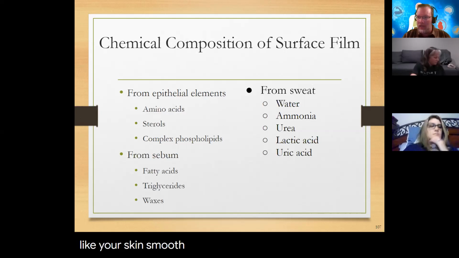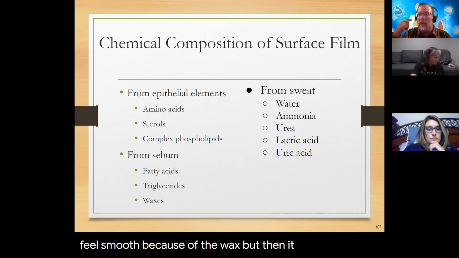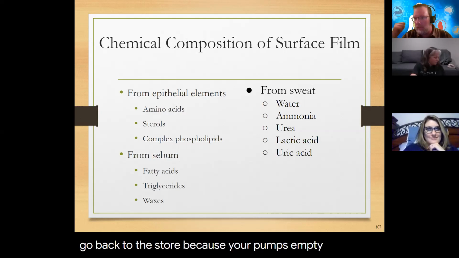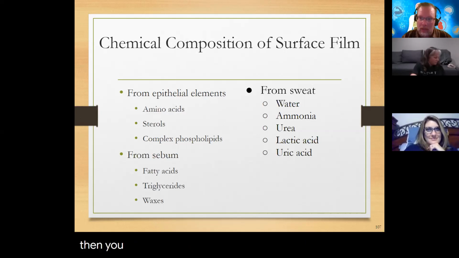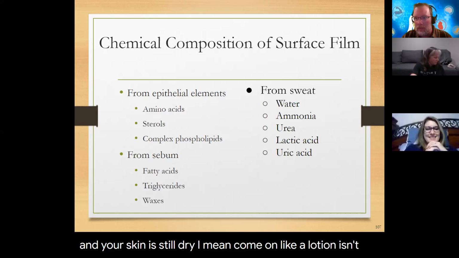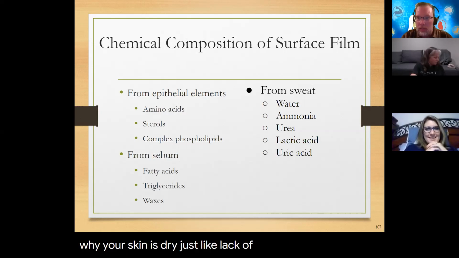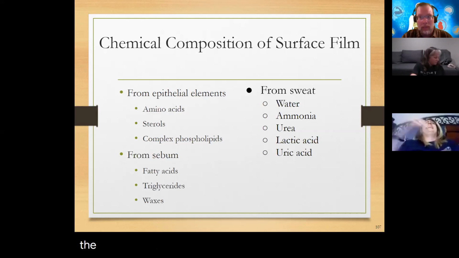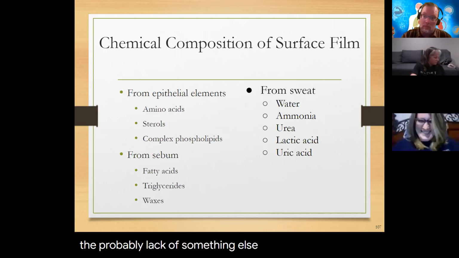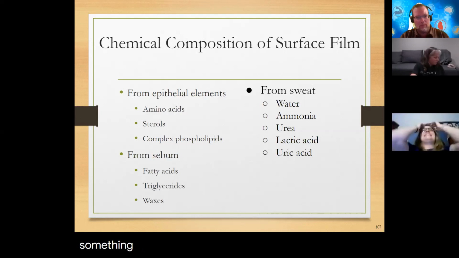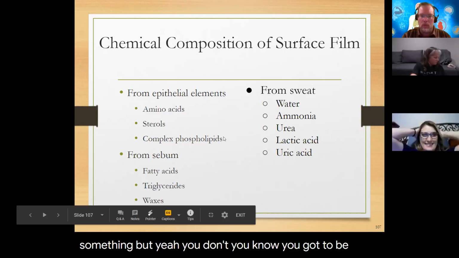So while it's dehydrating, it makes you feel smooth because of the wax, but then it dries out and you put more lotion on. And it's this vicious cycle of lotion. And who wins? You don't, because at some point you've got to go back to the store because your pump's empty. And you've got to go buy another pump, and then you get home, and you've spent $8 on another bottle of lotion, and your skin's still dry. I mean, come on, lack of lotion isn't why your skin's dry. Just like lack of a pill isn't why you have the shits. It's probably lack of something else, or too much of something. But yeah, you've got to be careful with going down those roads.